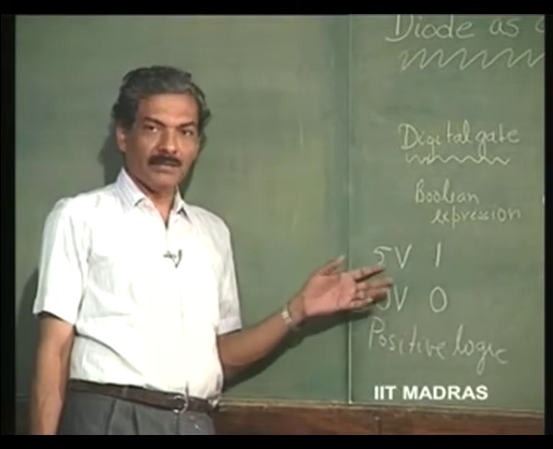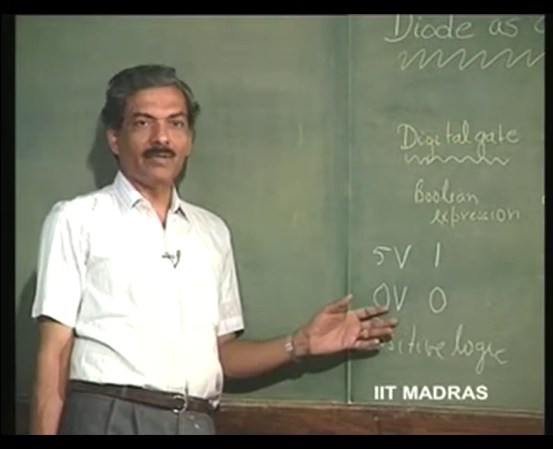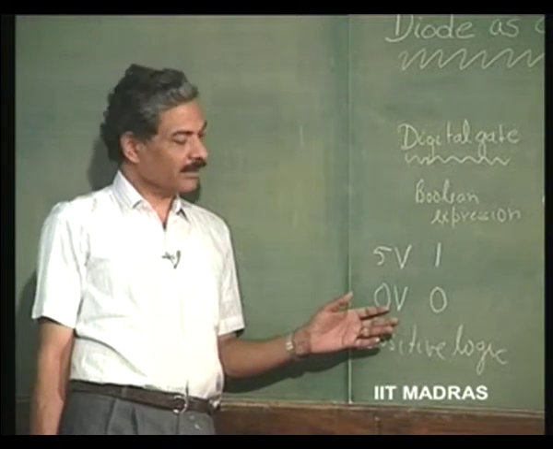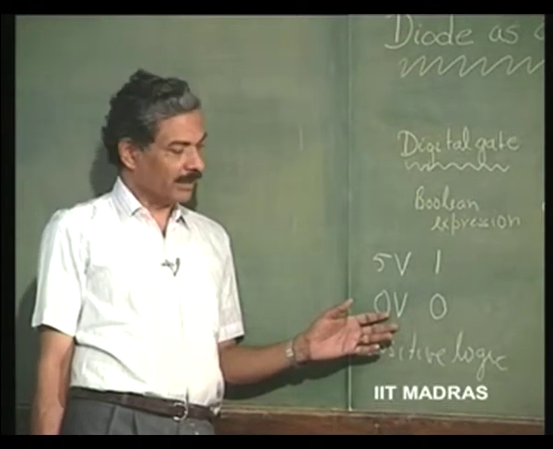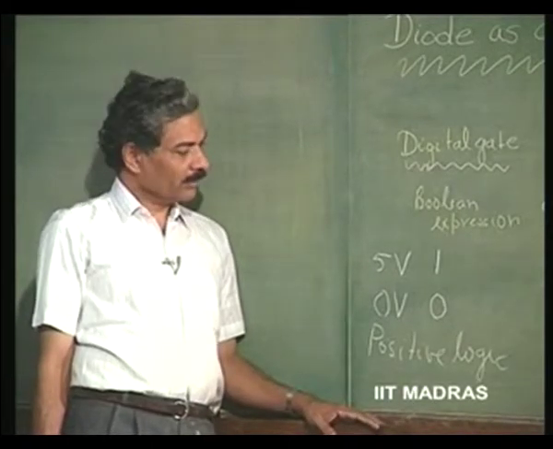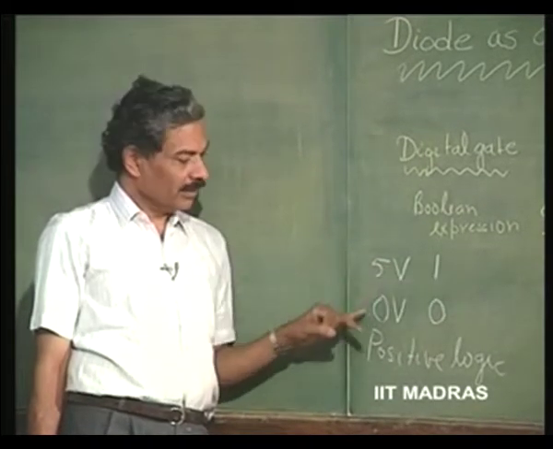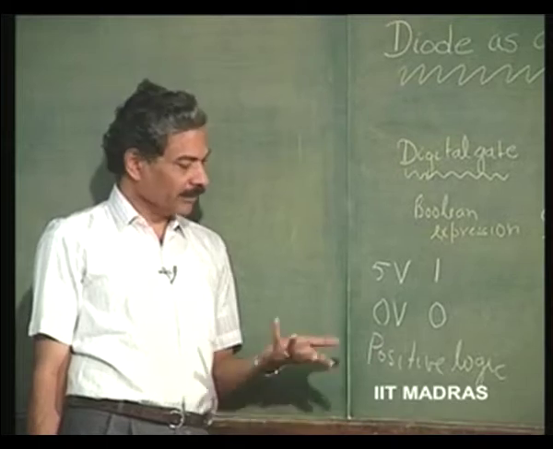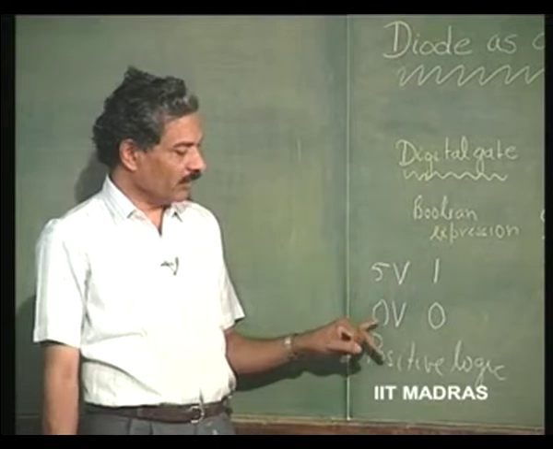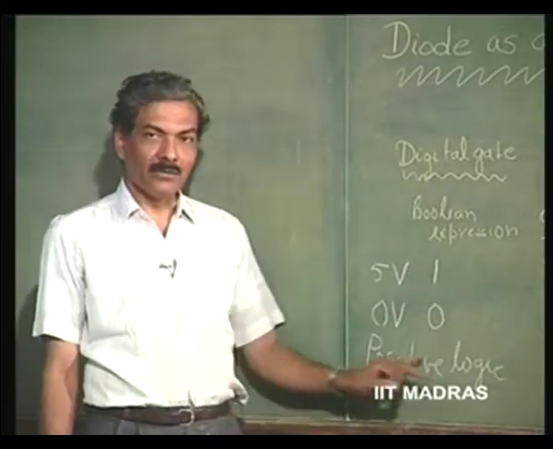This could be any level. For example, I have now taken 5 and 0, which is the commonly acceptable level for what is called as a transistor logic, TTL logic family. So, this depends upon the logic family that we use. So, for let us say TTL, it is 5 volts as 1 and 0 volts as 0. If you say no, I will now select 5 volts as 0 and 0 volts as 1, you are perfectly permitted to do that, then it is called negative logic.